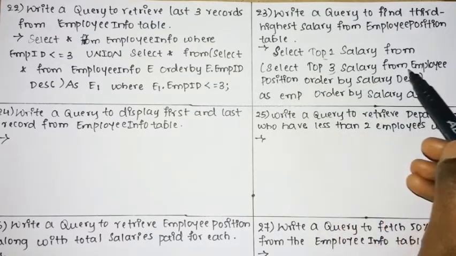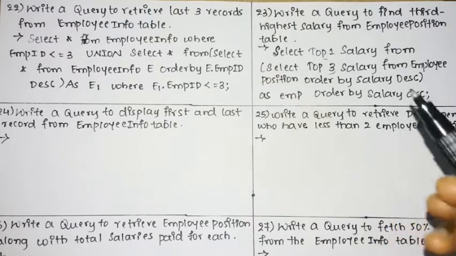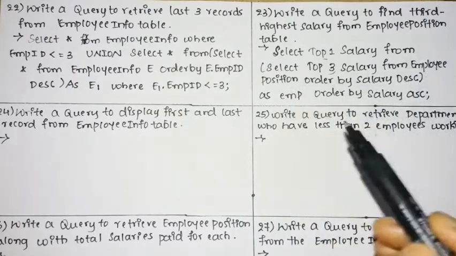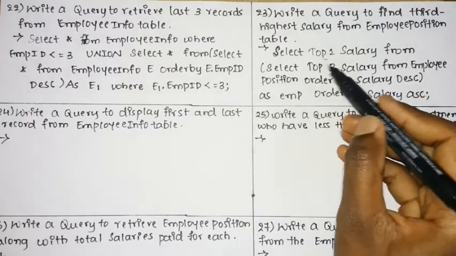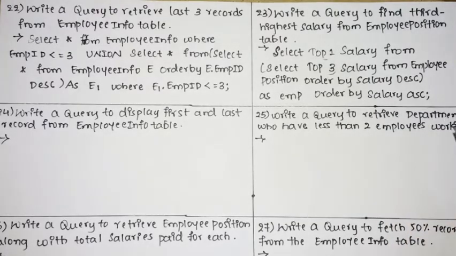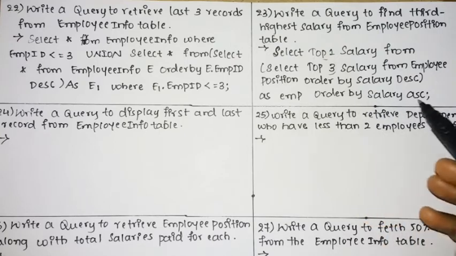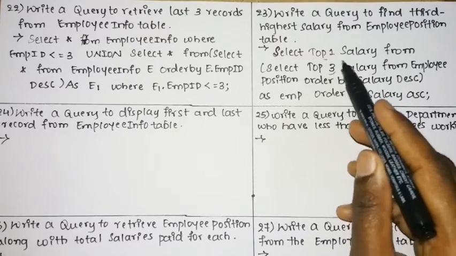So top three highest salary from the employee position in descending order. So it will display the rows with the top highest salary. So top 3, but in that you particularly need the third one. So again you are going to order it by ascending order. Then the lowest salary will be coming to the end and the highest salary will be going to the top. So that in that the top third one is displayed.